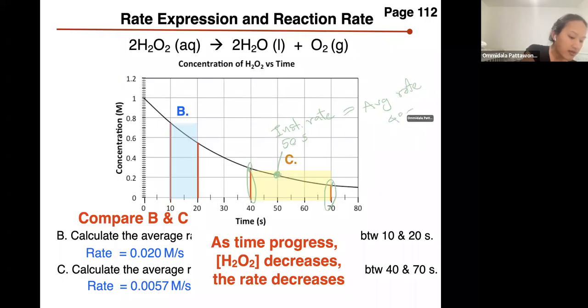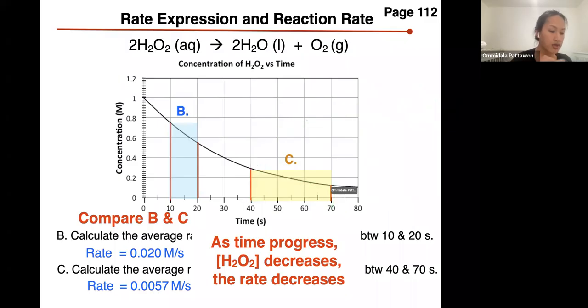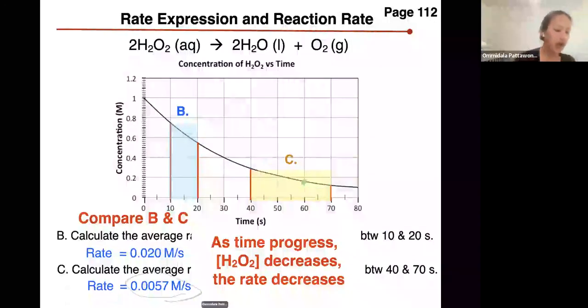40 and 70 seconds, right? So it's going to fall between that, because this point right here is included within that slope. Does that make sense? So same thing here. If you're looking at 60 seconds here, the instantaneous rate at 60 seconds is still going to be the same as the average rate between 40 and 70 seconds.